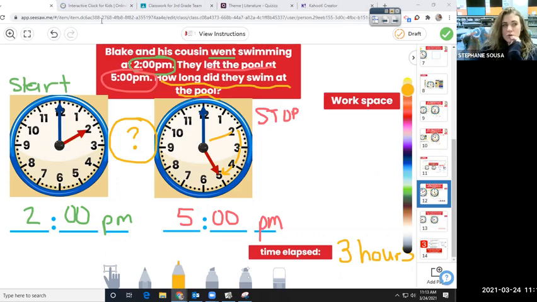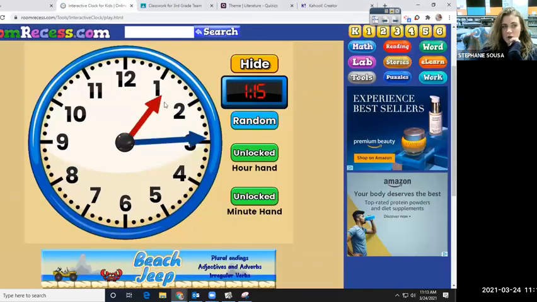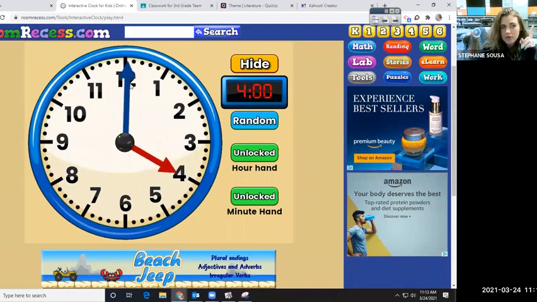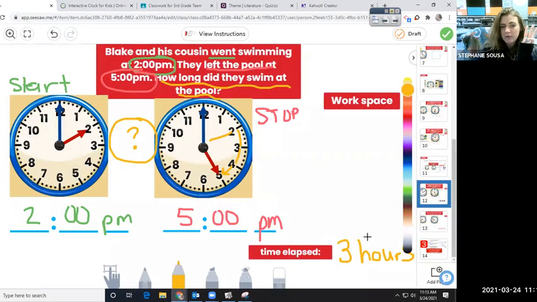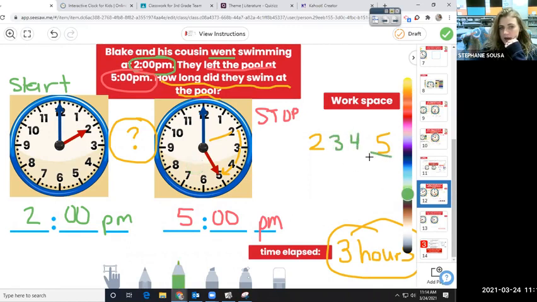If I needed to do it with a clock, I can go to the clock and I can practice moving my hour hand a full rotation around. 1 hour, 2 hours, 3 hours. I can move it there as well, and I still come up with the same answer of 3 hours. Okay. Miss Renale shared with you the addition of we're at 2. We have to get to 5. So we can add 3, 4, 5. That was 3 hours.